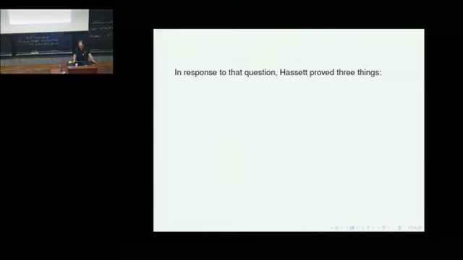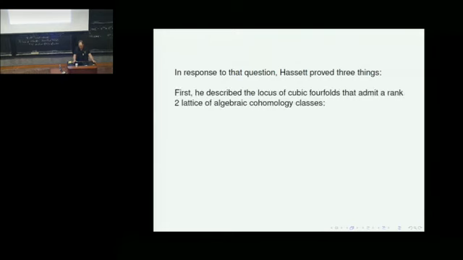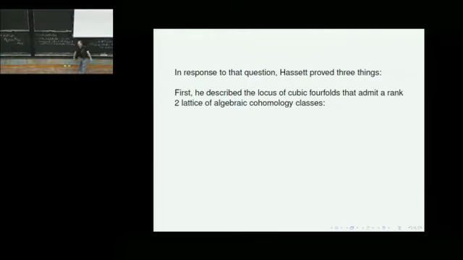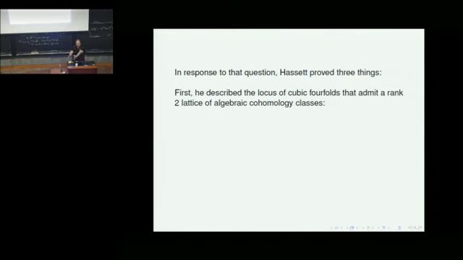So Hassett proved three things. The first is he describes exactly the locus of cubic fourfolds where you do pick up the second algebraic cohomology class. It's very nice. Remember I said if you fix a lattice gamma, then the set of cubic fourfolds that contain a copy of that lattice in their algebraic cohomology will form a hypersurface in the space of all cubic fourfolds. Again, I said that's not necessarily non-empty, it's not necessarily irreducible. Hassett answers both those questions completely.